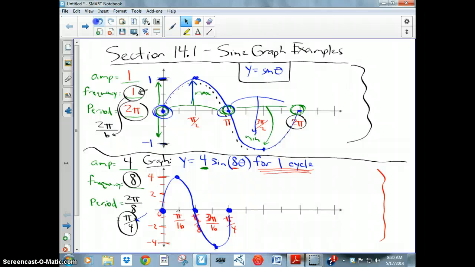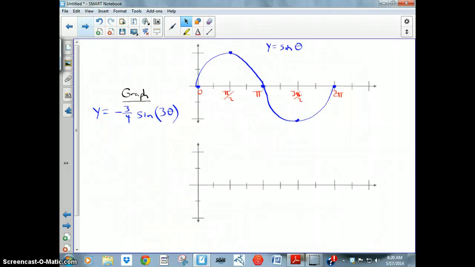If you need to pause the video, please do before we go on to example 2. All right. Again, at the top, I redrew the sine function right here. Sine function has been redrawn.